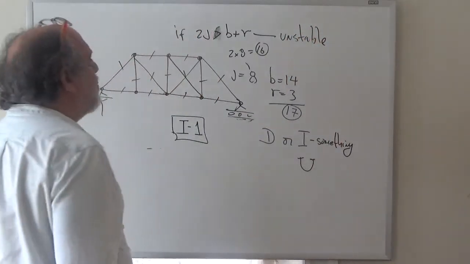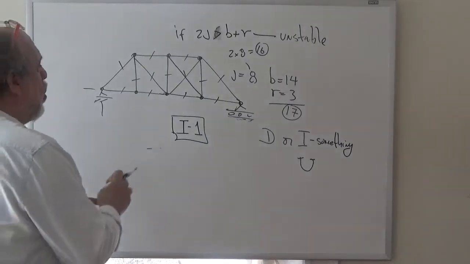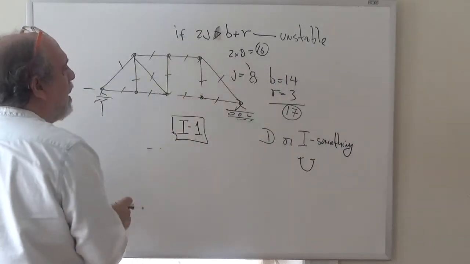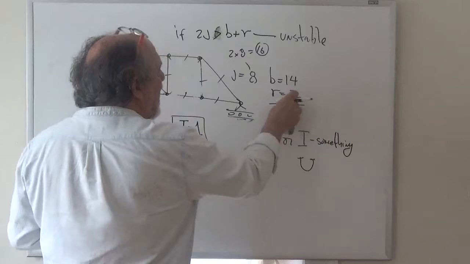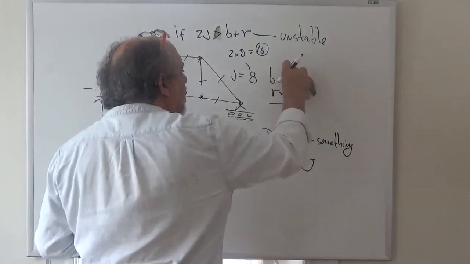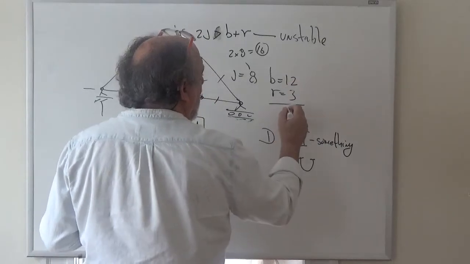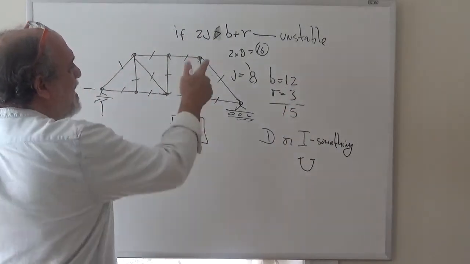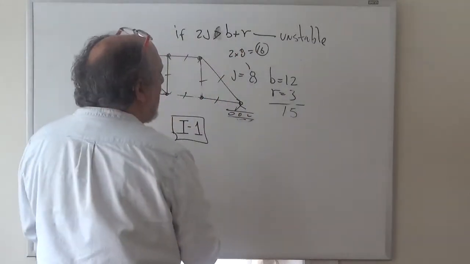So if you have 2J more than B plus R, the arrangement is unstable. So in this case, if I had taken these 2 bars out, then instead of having 17, we would have had how many? We used to have 13, now we would have 12, and so now the sum of the unknowns is 15, and we have 16, and so we would conclude that the truss in that case is unstable.